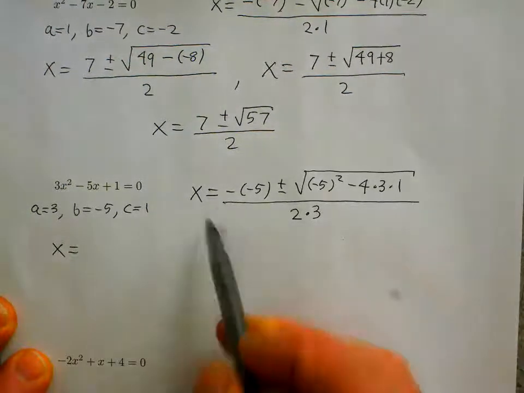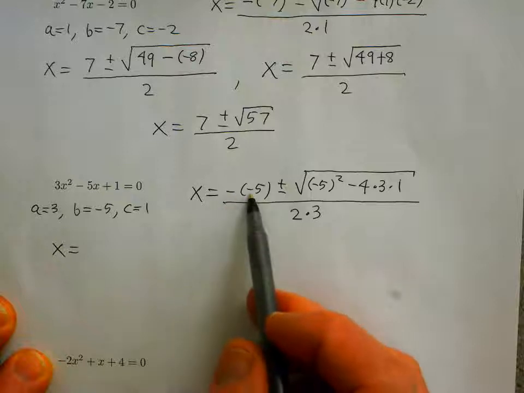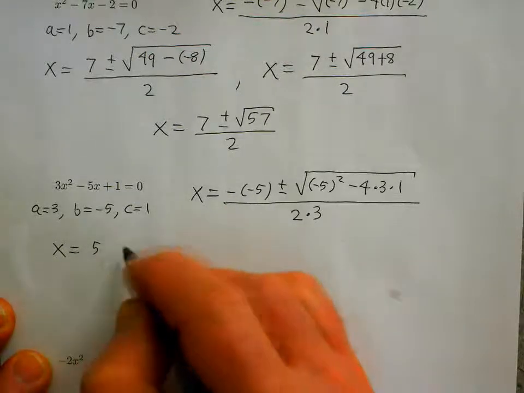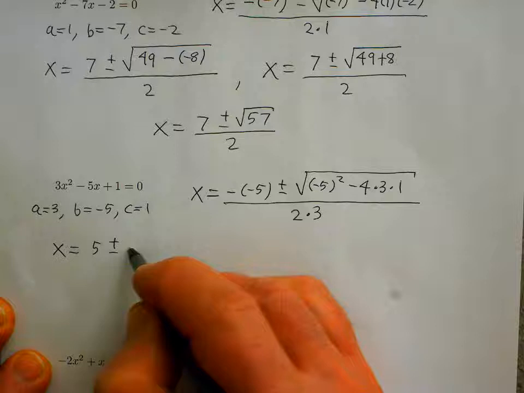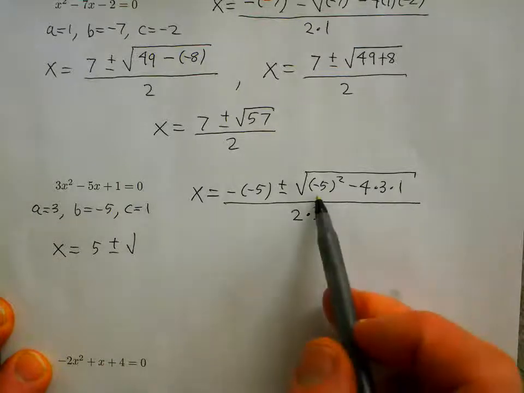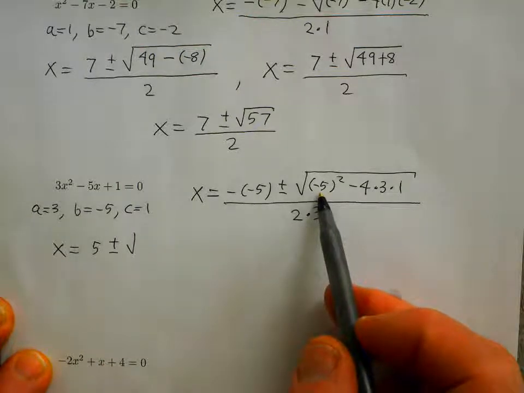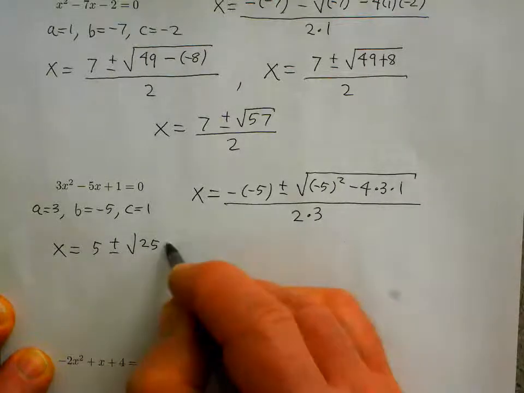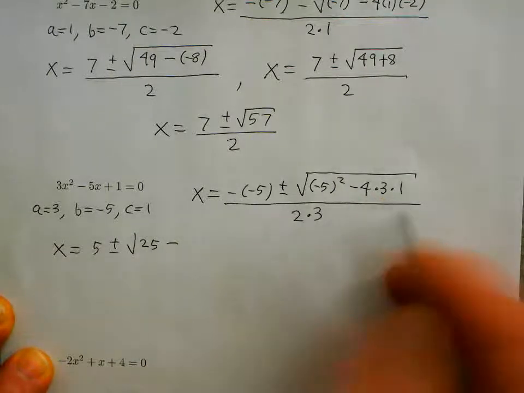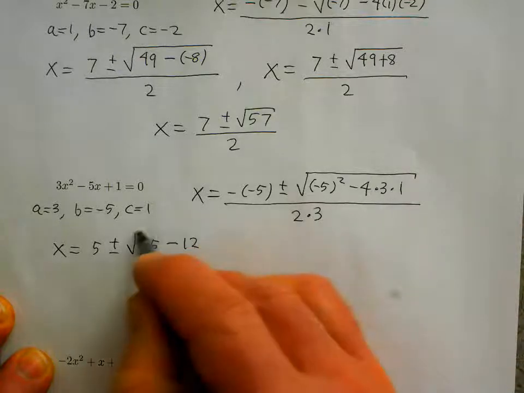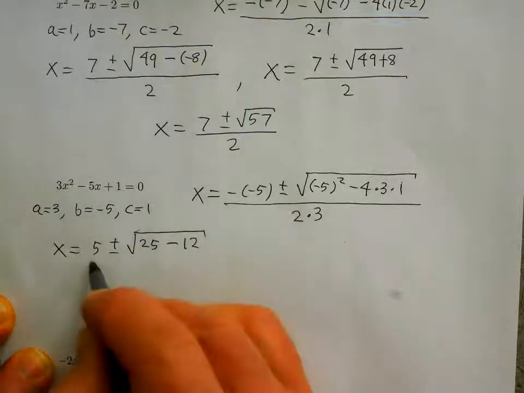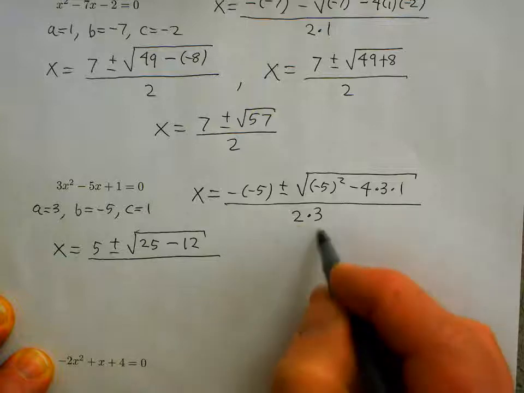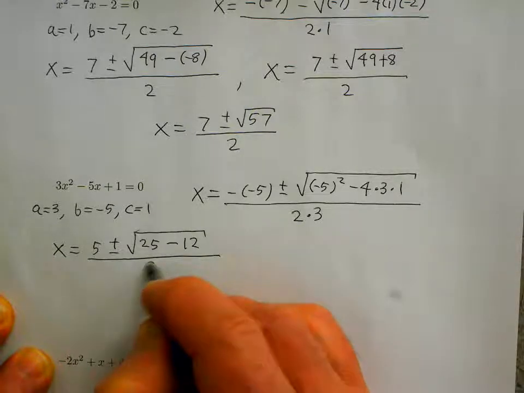Then in the next step, the negative of negative 5 is 5, plus and minus the square root of a number. Inside the square root, we have the number negative 5 squared, which is 25, and we're subtracting 4 times 3 times 1, we're subtracting 12. And then we divide it all by 2 times 3, which is 6.